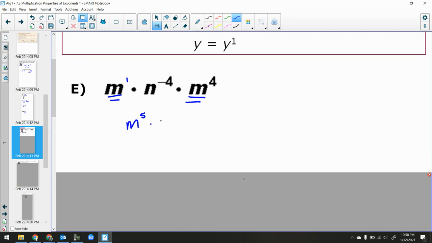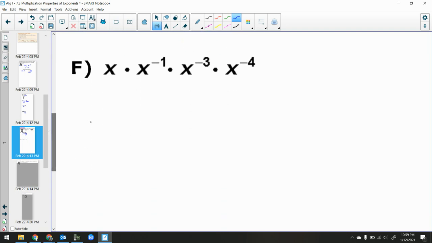And then I've got n to the negative fourth. Now we know better. Can I leave a negative exponent in an answer? No. I can simplify that. Leave the m where it is. The n gets moved down into the denominator. And that's my final answer. Okay, remember, you cannot leave a negative exponent.